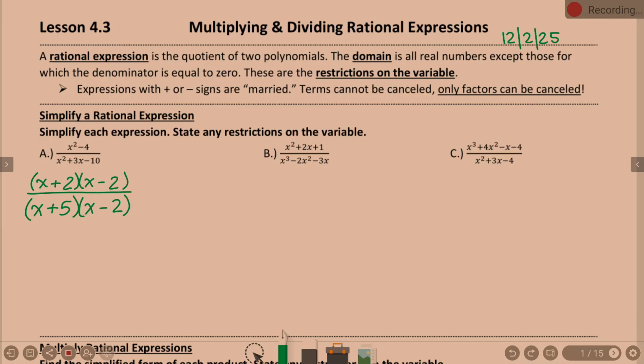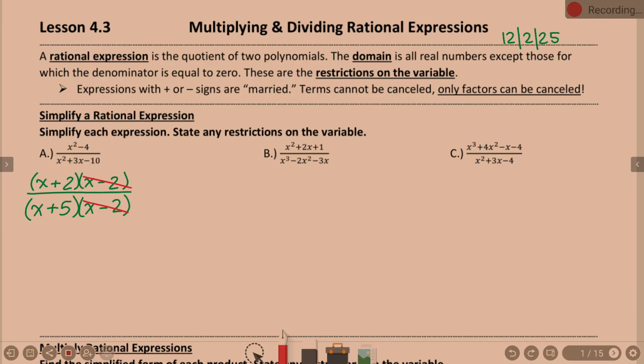Okay, what do you guys notice here? Yeah, we no longer have individual terms. We have factors. We have a factor of x minus 2 on top and a factor of x minus 2 on bottom. That means those factors can cancel. Okay, you cancel a whole factor, not just pieces, but a whole factor.